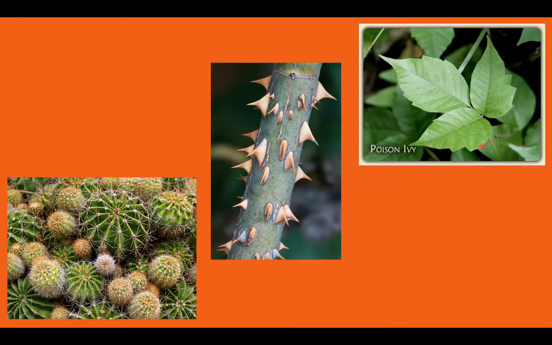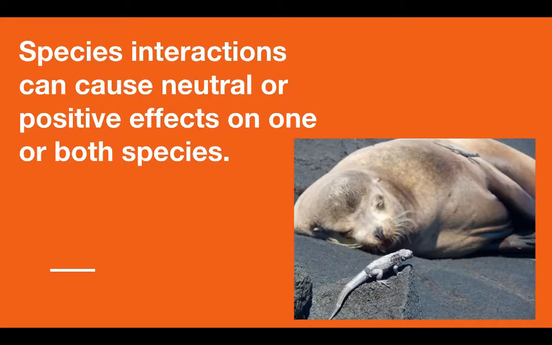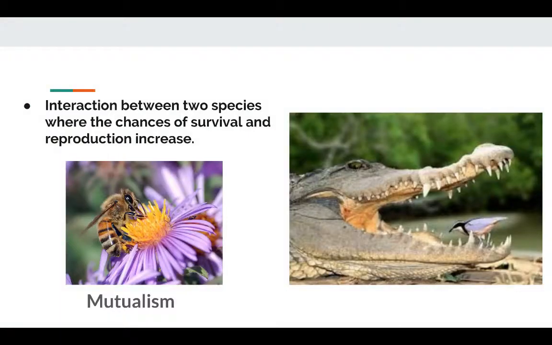Little sidebar, though, if you're ever out, leaves of 3, let them be. So if you see one stalk and 3 leaves coming from it, and sometimes there's a little pinkish hue on the leaves, that is poison ivy. Had that a few times. No bueno.